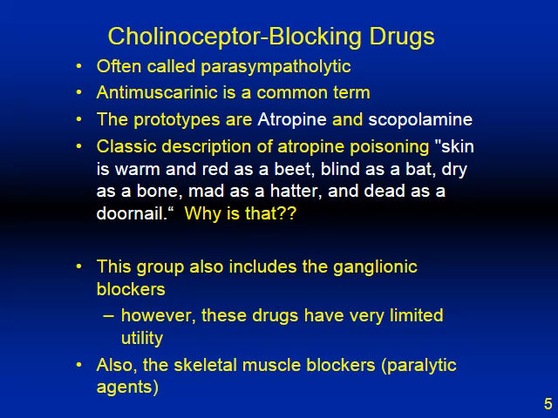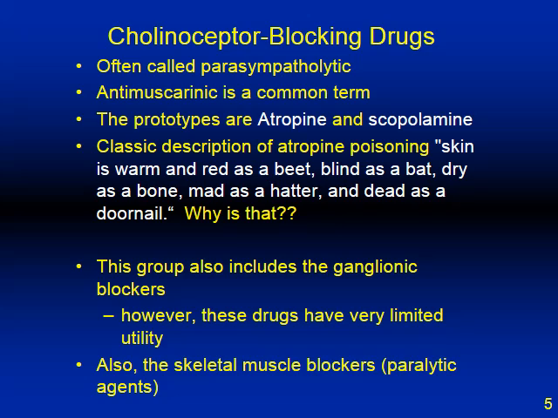Years and years ago, dilated dark pupils were considered to be fashionable or cosmetically attractive. So that's where this name belladonna comes from. Atropine and scopolamine are the prototypes in this class. And a classic description of atropine poisoning, which we understand well because it's been around for centuries, and like all things, it's been abused or taken too much.